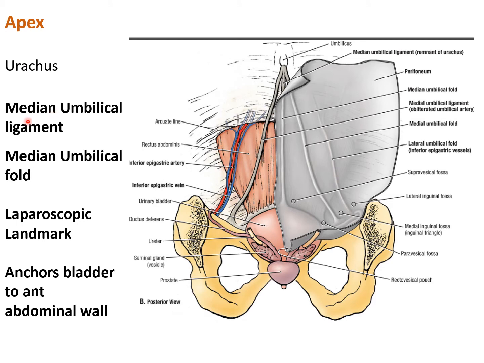Now this is also known as the median umbilical ligament, and when the parietal peritoneum moves over it, it forms the median umbilical fold. Also in this picture, you can see the other structures which are running with it. This is the median umbilical fold, which was the urachus. This is the medial umbilical fold, which is formed by the obliterated umbilical artery. And this is the lateral umbilical fold, which is formed by the inferior epigastric vessels.